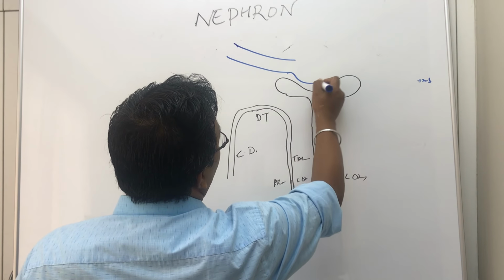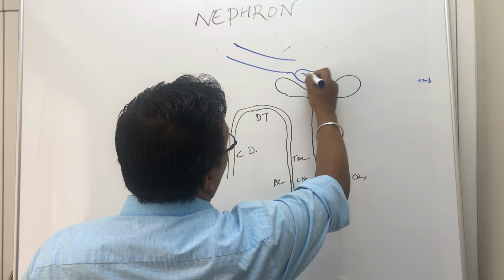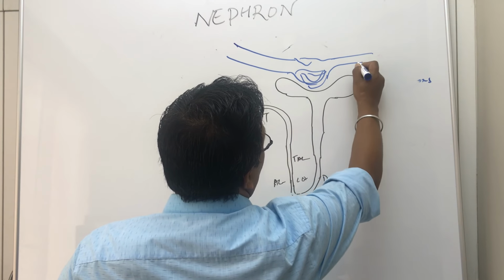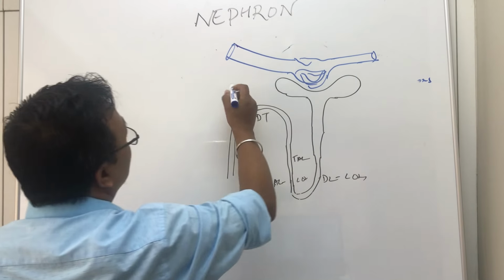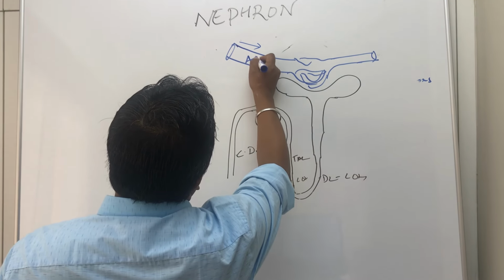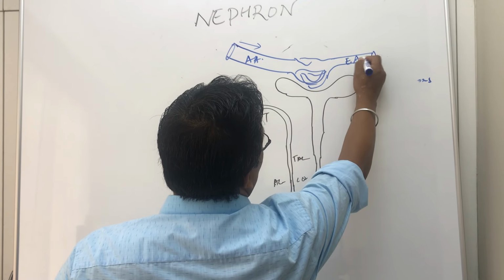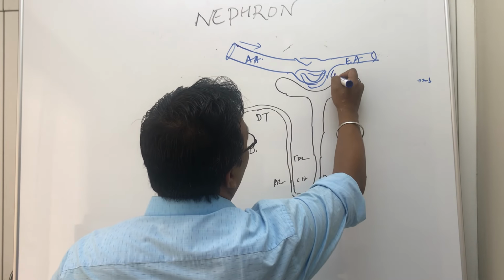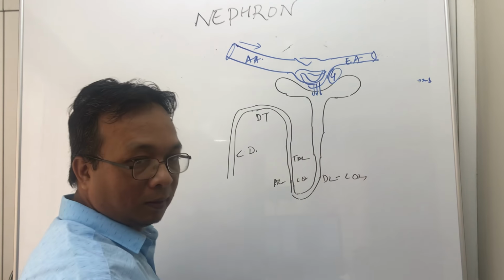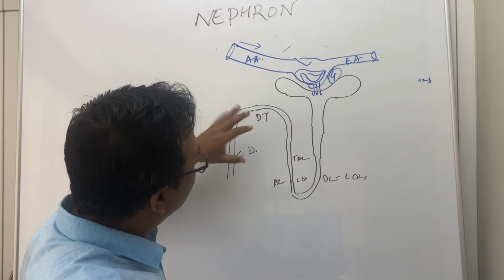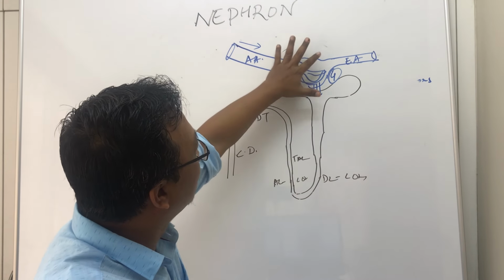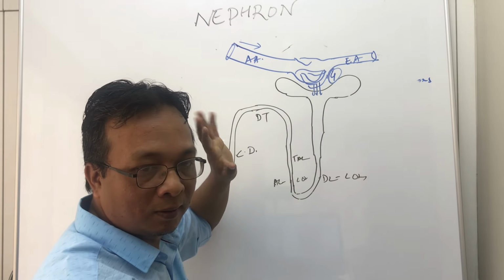Now let's draw the glomerulus. Tuft of capillaries. So blood is flowing in this direction. This is afferent arteriole, this is efferent arteriole. Efferent means going out, and this is glomerulus, right? So this is where filtration is taking place. So in reality, this is a very simple nephron with the glomerulus and the afferent and efferent arteriole, right?